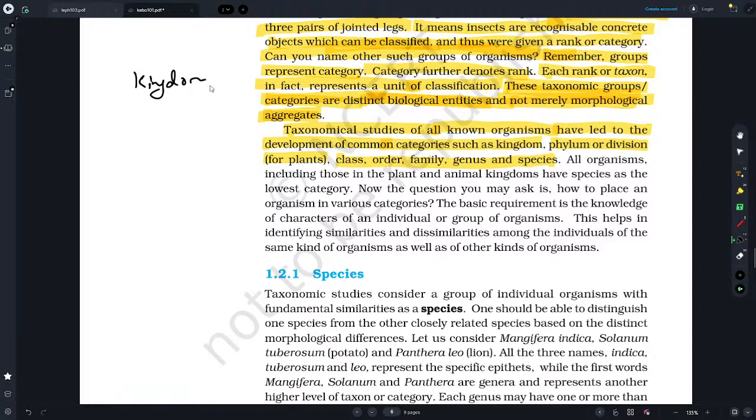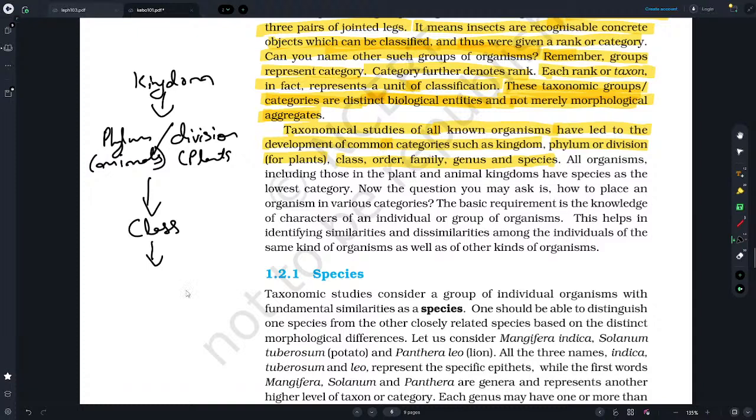Kingdom is the highest category or highest rank under taxonomy, followed by phylum in animals. These both represent the same rank, but different names in animals and plants. Division in plants, followed by class, followed by order.